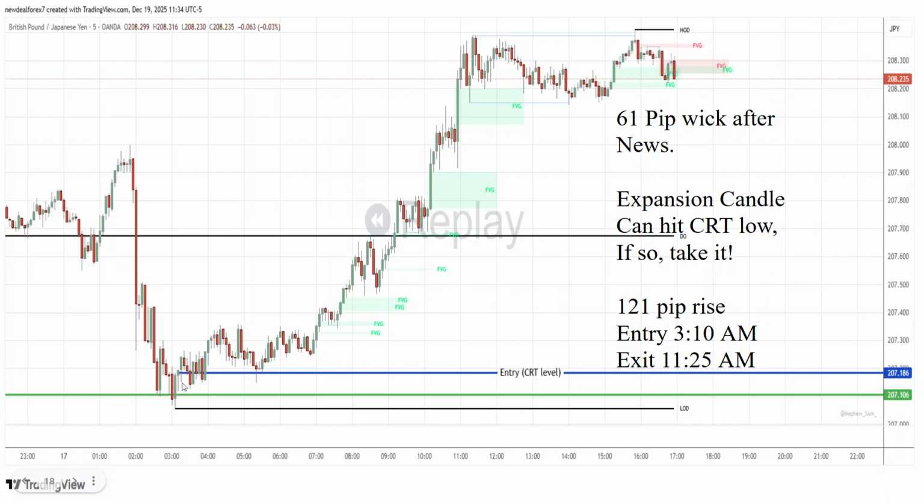And the low held as well. So, anywhere you could have got in here would have been fine. 3:10 a.m. was the best entry, and then it was pretty much just a straight rise to profit. The first fair value gap didn't appear until all the way over here. But even if you wanted to use that, it could have been fine.